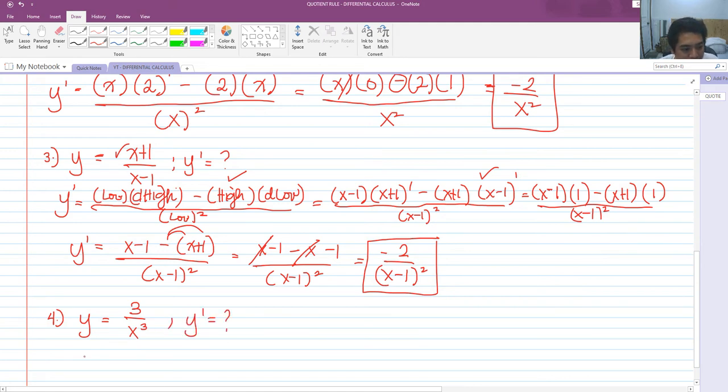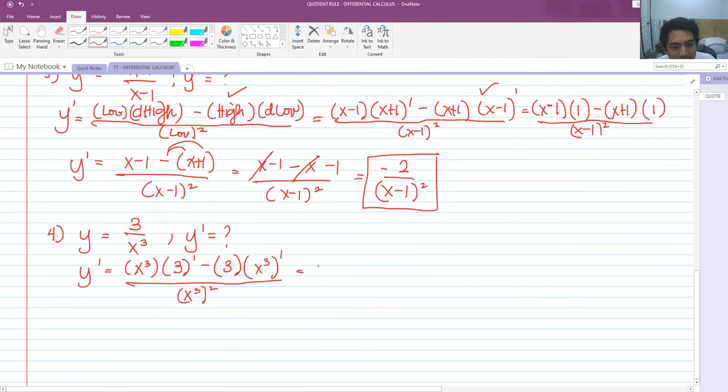What is the y prime? So we have y prime. We have low d high minus high d low. So we have low, x cubed. Derivative of high, which is 3 prime, minus high, which is 3, and derivative of low, d low, would be x cubed prime, all over x cubed squared. Okay, so we're going to square the denominator. So we have x cubed, then the derivative of 3 is 0, minus 3 times the derivative of x cubed, which would be 3x squared, all over x cubed squared.